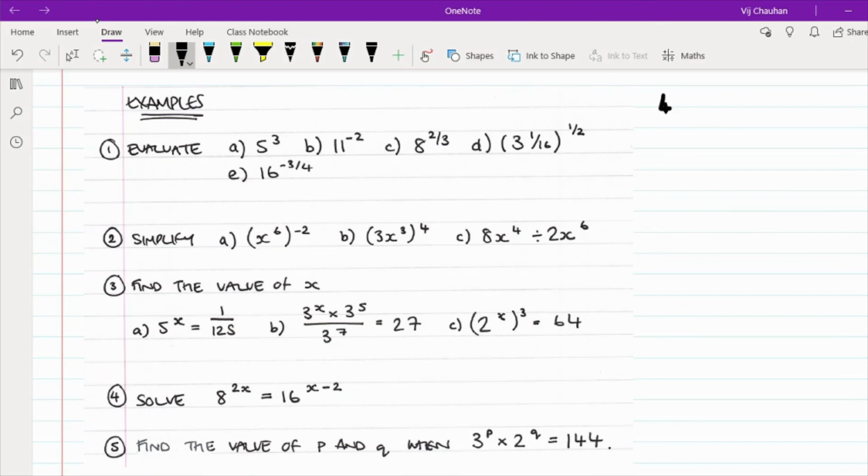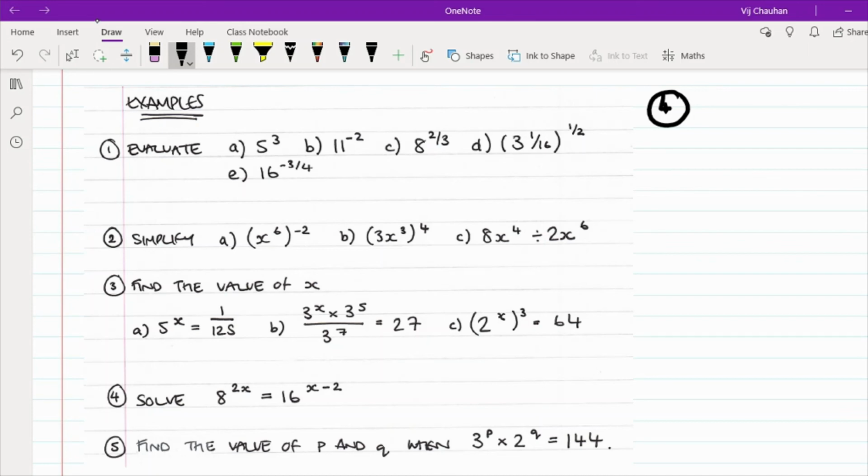Looking at number 4, we've got a base number of 8 and a base number of 16. When you get these questions, think to yourself, can I write the largest base number as a power of the smaller base number? In this case, unless we start going into fractions, there's no 8 to the power of something that gives me 16 without it being a fraction. So we need to think smaller.